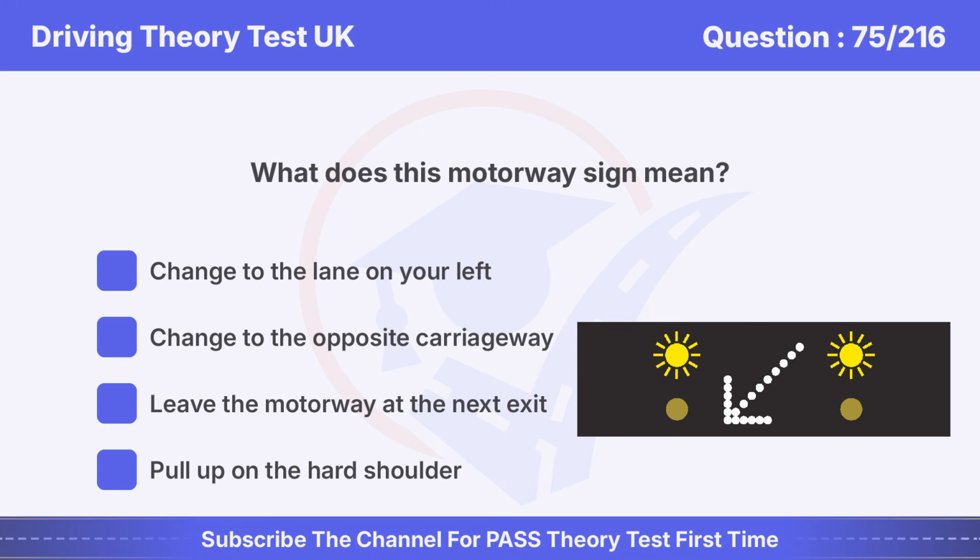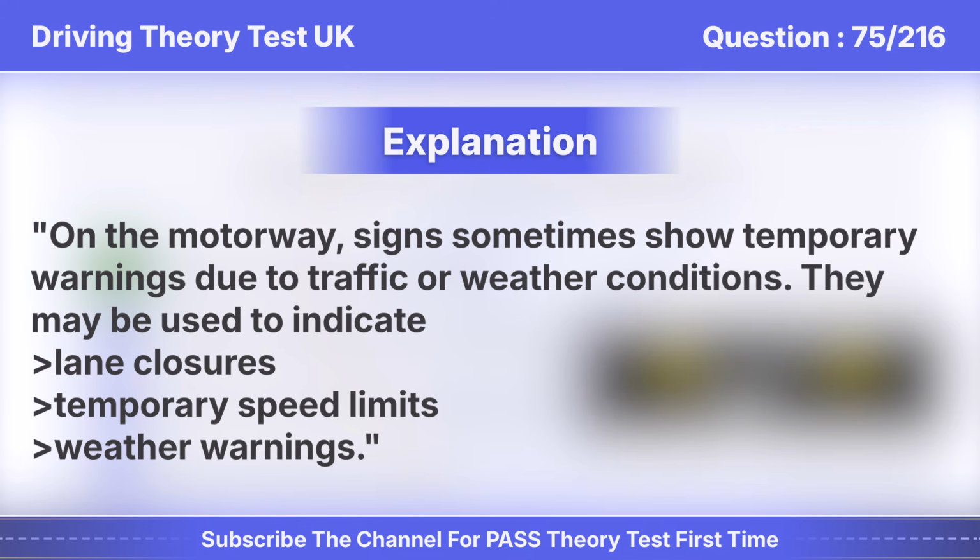Question 75. What does this motorway sign mean? Answer is A. Change to the lane on your left. On the motorway, signs sometimes show temporary warnings due to traffic or weather conditions. They may be used to indicate lane closures, temporary speed limits, weather warnings.